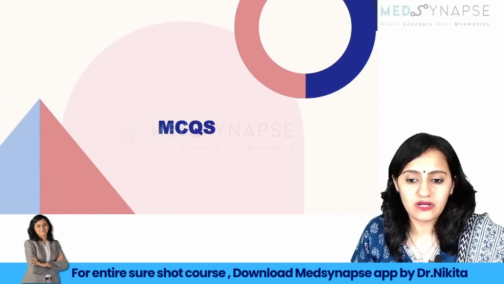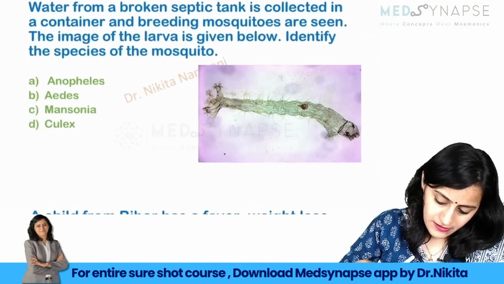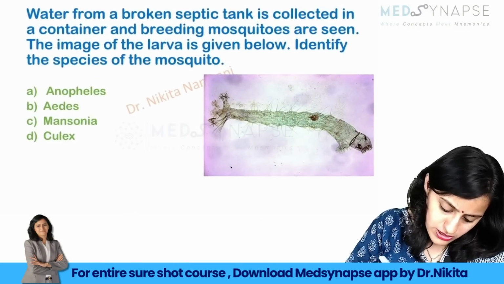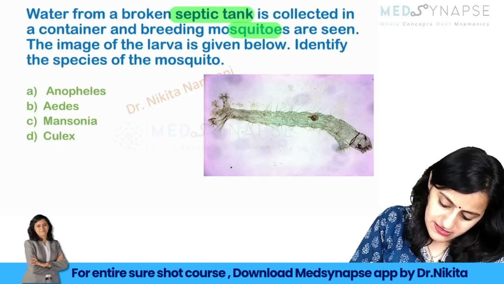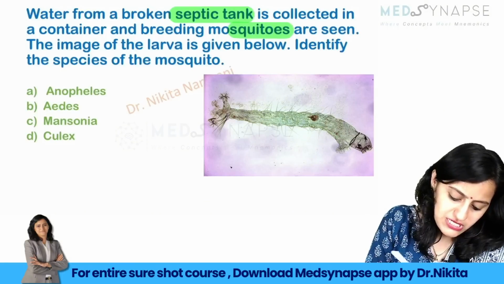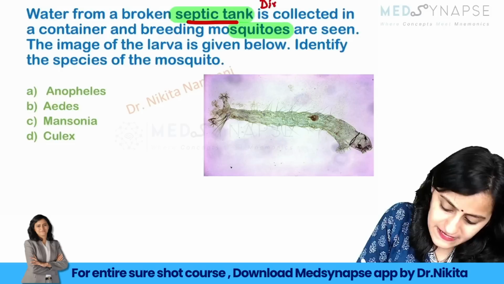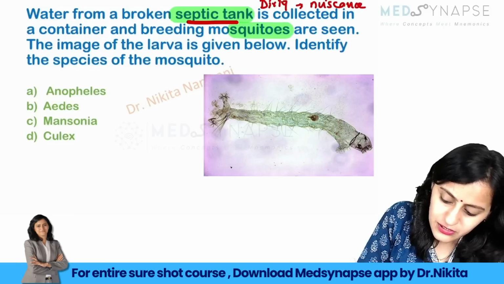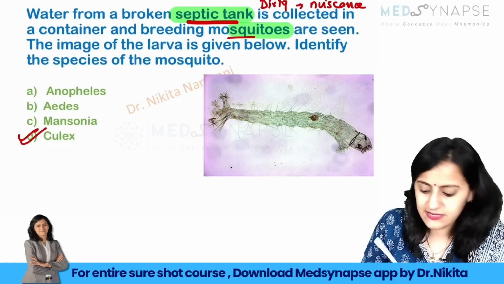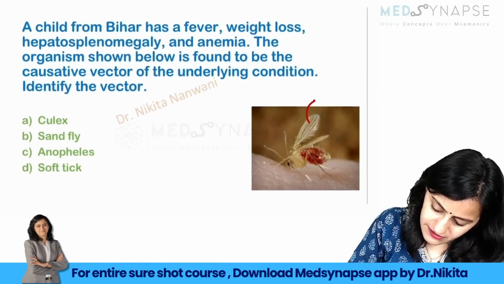Now let's try to solve some MCQs on this topic. So the first one here, water from a broken septic tank is collected and you are seeing the mosquitoes here. Identify the species. The question itself is clear that the septic tank is the dirty water. Dirty water is the nuisance Culex mosquito. Okay, that is Culex.